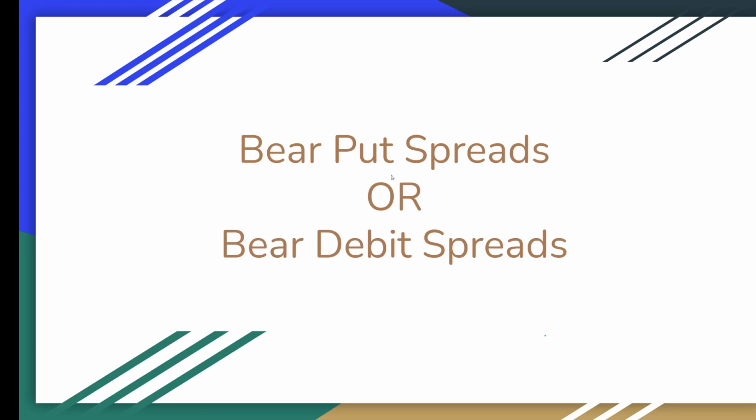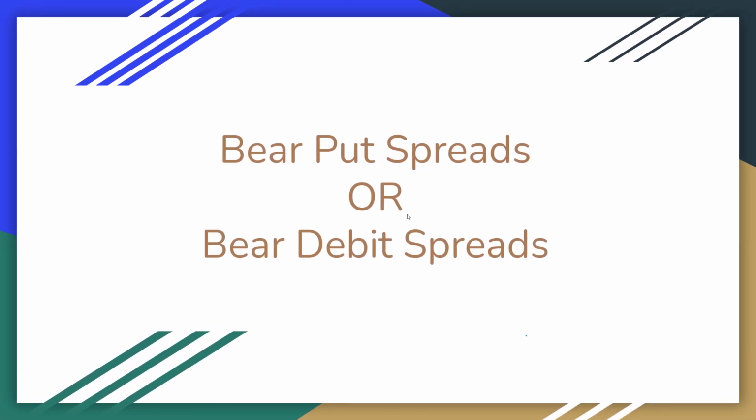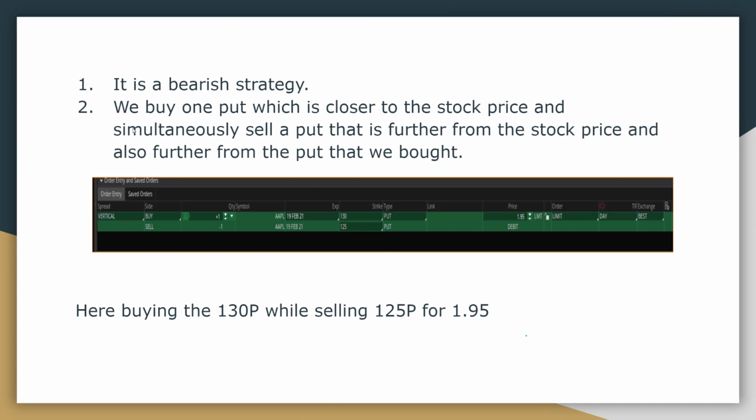Let's look at what bear put spreads, or bear debit spreads, are. Bear means you are looking for the market to go down. If you are bearish on the market, you're looking for it to go down. It is a bearish strategy. We buy one put which is closer to the stock price and simultaneously sell a put that is further away from the stock price and also from the put that we have bought.